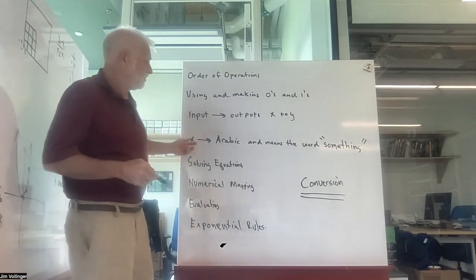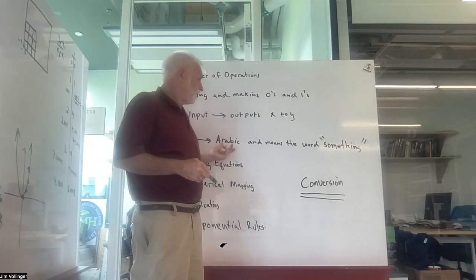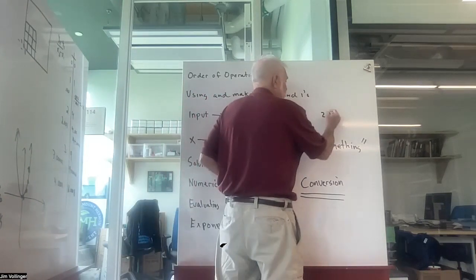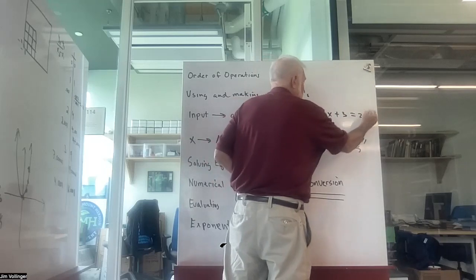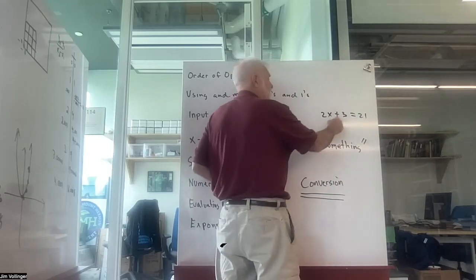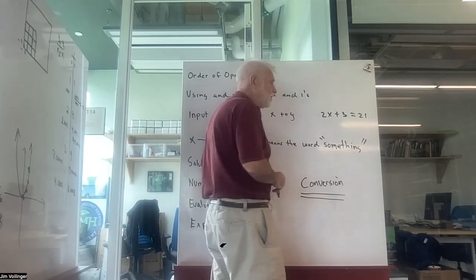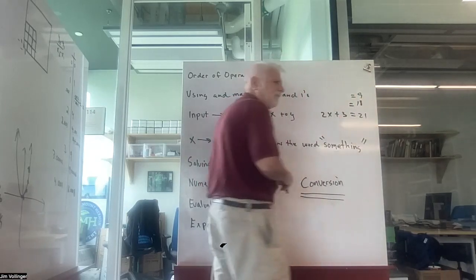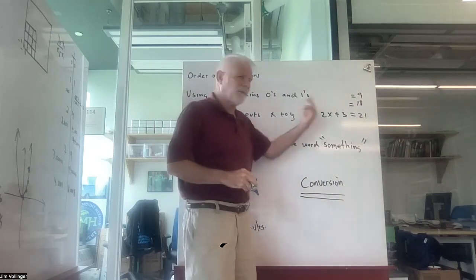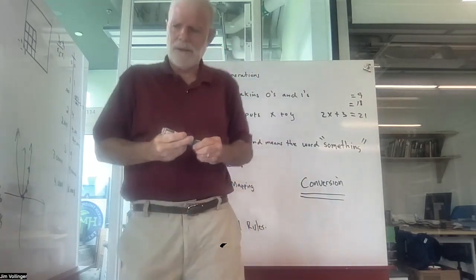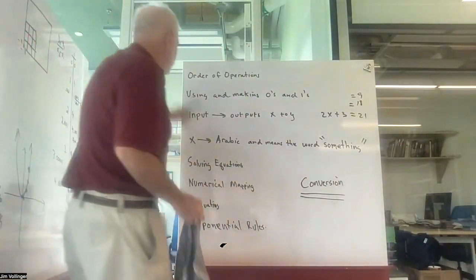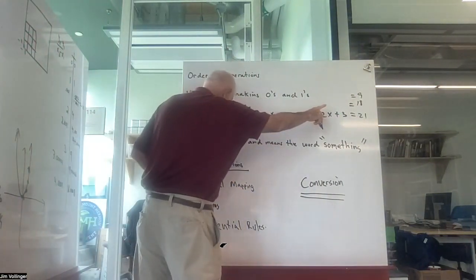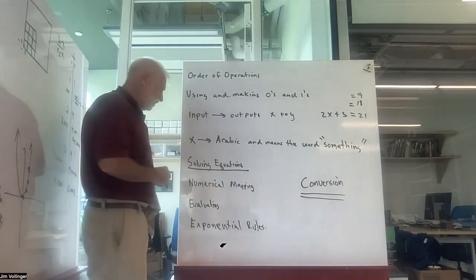Letter X comes from Arabic. It means the word something. So if I said 2x plus 3 equals 21, then 2 times something plus 3 equals 21, and you find it. And we can do that quickly. 18 divided by 2 is 9, right? Inverse operations, we just talked about that before. And so yes, order of operations and solving equations involves inverse operations. And we're going to do a lot of solving of equations.